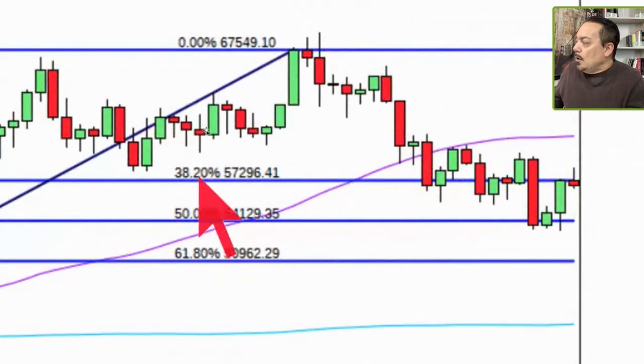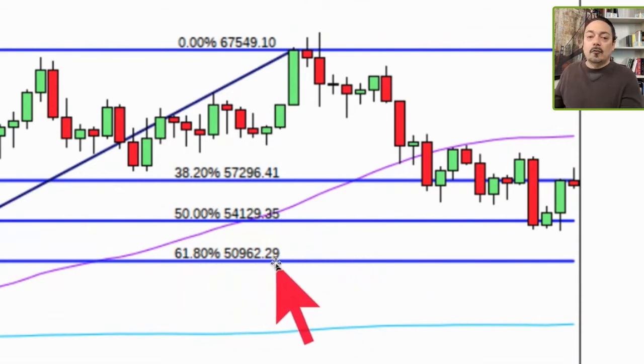If we were to go from low to high and pull back 50% of the move, it's going to take us down to 54,129 and change. And the 61.8% move is 50,962.29, which begs the question, why 38? Why 50? Why 61.8? What is so significant about those numbers?